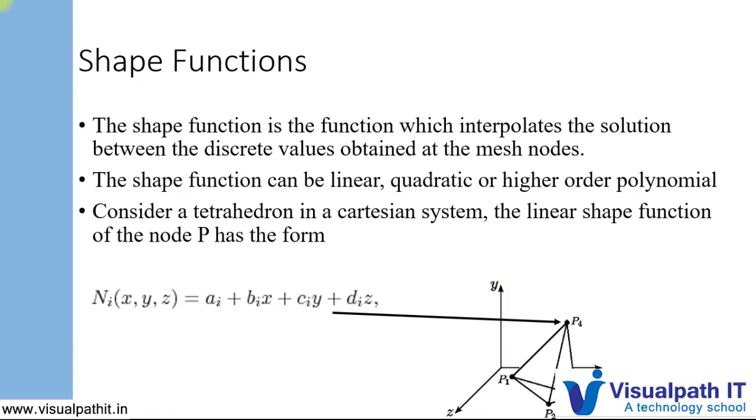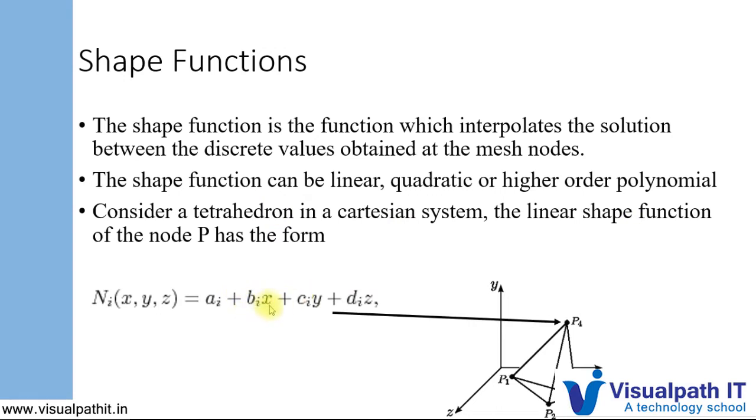So this is a tetrahedron, and I am assuming a linear shape function for it, which will be in the form of Ni. In the space domain we can represent it as a plus bx plus cy plus dz. All are linear terms. Hence we call this a linear function.